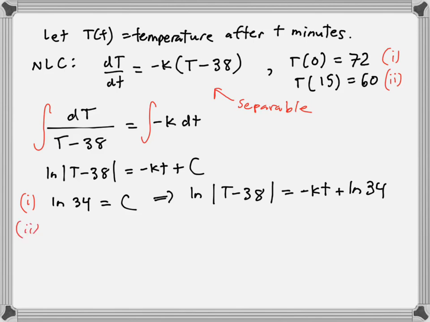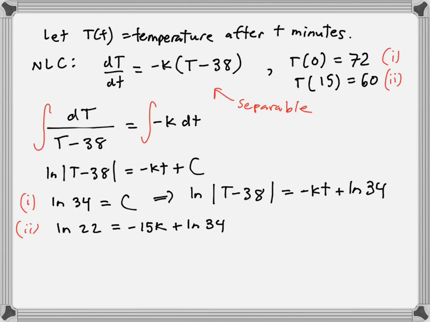So what does condition 2 say? It says the natural log of, now I'm going to plug in 60, right? So it says the natural log of 60 minus 38. That is 22, right? The natural log of 22 is equal to, if I plug in 15 minutes, negative 15k plus the natural log of 34.